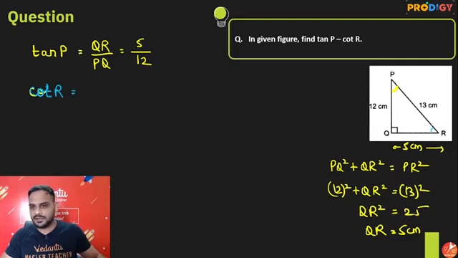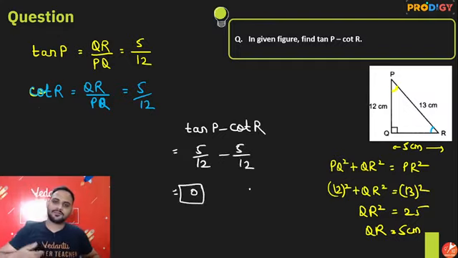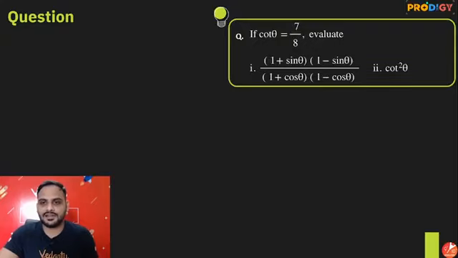Cot R, if I take my angle at R, now the perpendicular is PQ, base is QR. Cot R is again base upon perpendicular. Cot is what? Base upon perpendicular. Base is QR upon perpendicular is PQ, which is again 5 by 12. Okay. So now the question is asking you tan P minus cot R, which is going to be equal to 5 by 12 minus 5 by 12, which is equal to 0. Okay. So 0 is going to be your final answer.